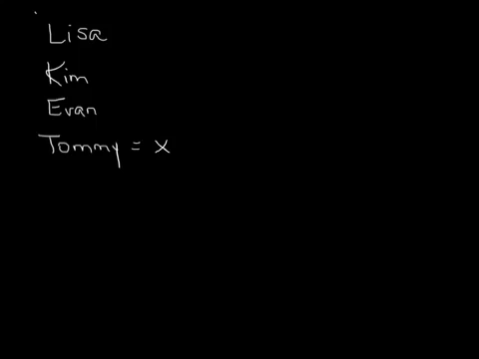Lisa, we said, ran 7 more miles. It's not 7 times the number of miles, it's 7 more. When you add 7 to something, you call it 7 more. So she ran 7 more miles than Tommy. Kim ran 2/5 as far. When you find 2/5 of something, you multiply 2/5 times that number. So she ran 2/5 as far as Tommy. And Evan ran 3 times as far as Tommy. So this is expressing each of their distances in terms of how far Tommy ran.